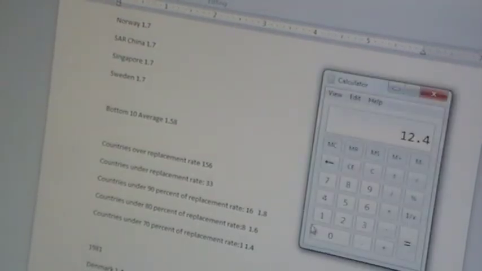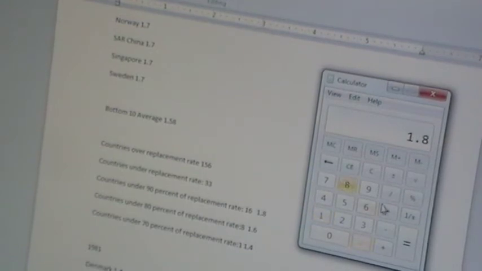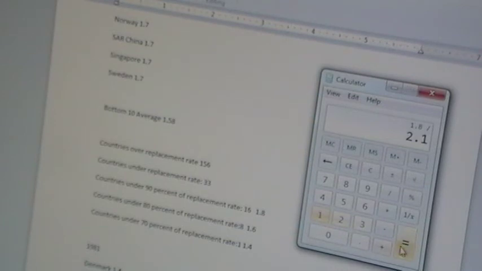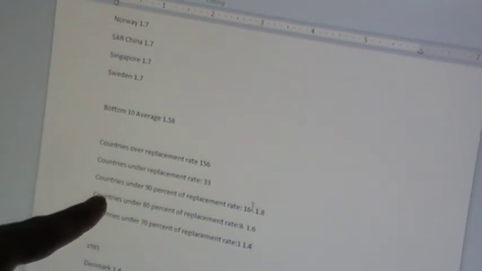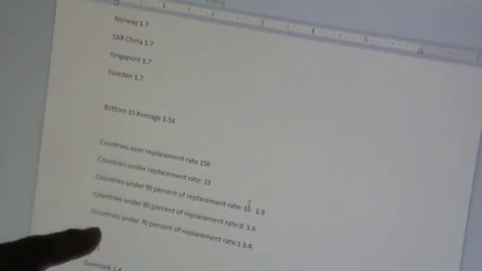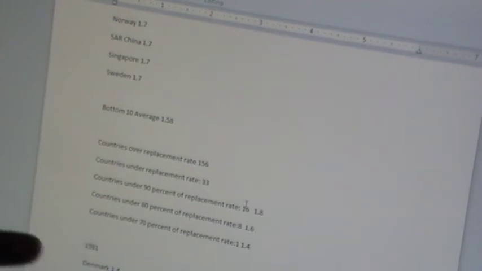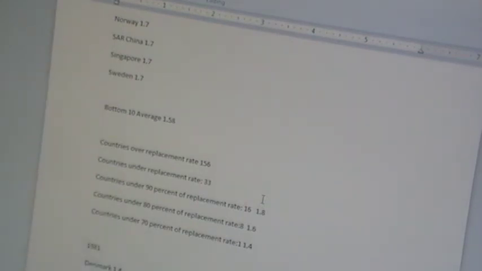Okay, in reality, if you do a calculator thing, 1.8 divided by 2.1 really equals 85.7%. So in reality, it's countries under 86%, countries under 77%, countries under 67, 68%. So they actually are lower. This is actually putting the numbers a little bit on the optimistic side.